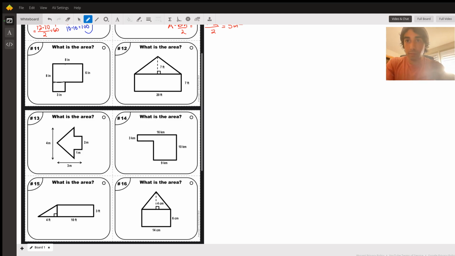So notice, if we say we want to find the big rectangle first, this green one, the area of that green one is going to be the length times the width. So 6 times 8. So that big guy there is going to be 48 inches squared, right? 6 times 8. And then that small one, let's make it red. This little red guy.